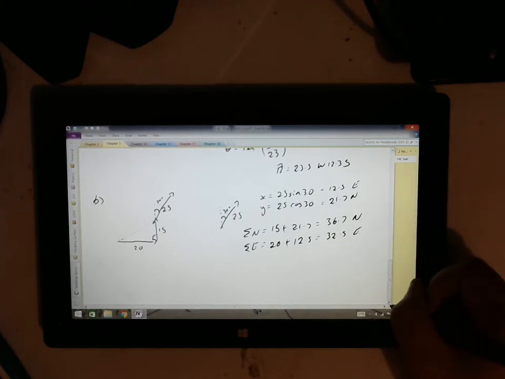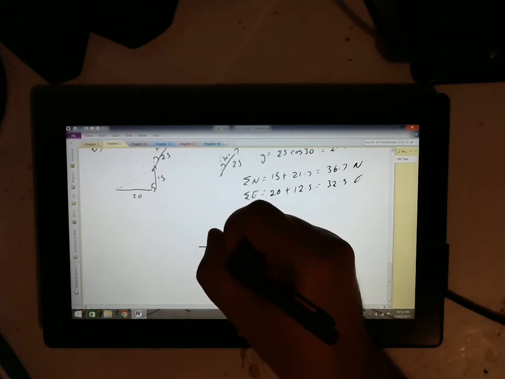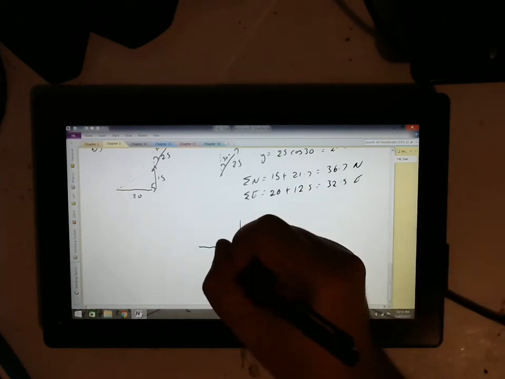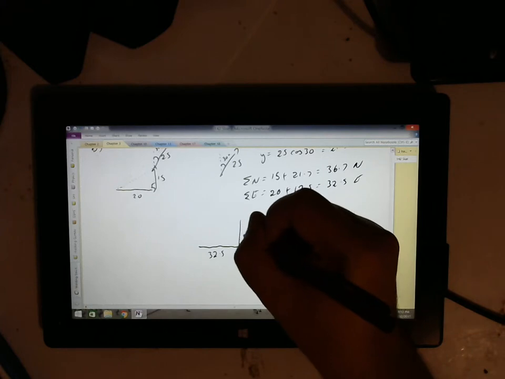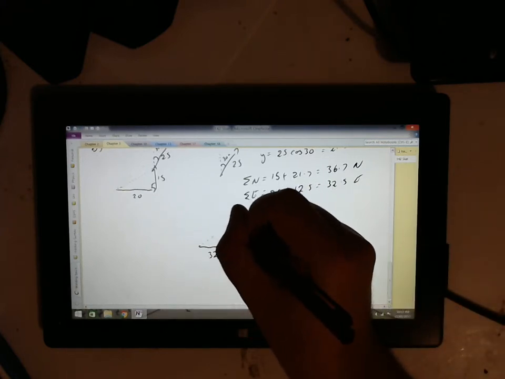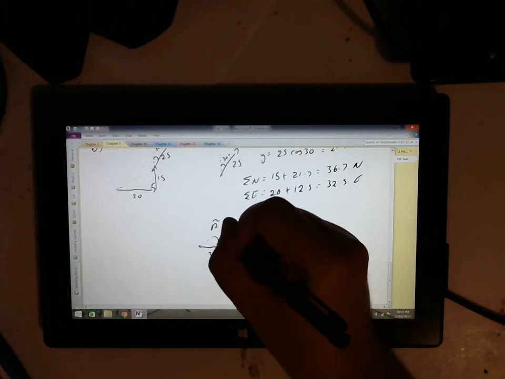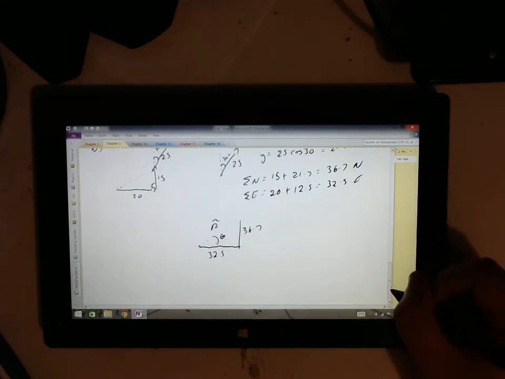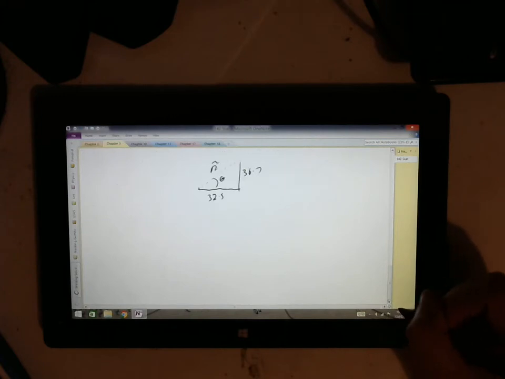So now we've got two numbers we can use to work out 32.5, 36.7 to work out that and that, and I will leave that to you because I've shown you the tricky part of this.